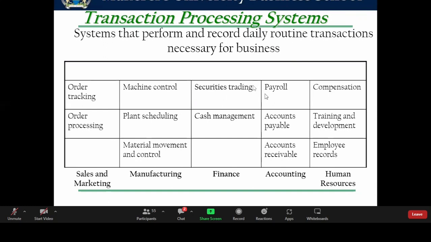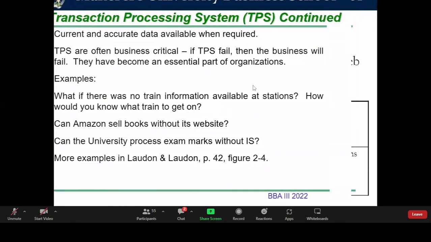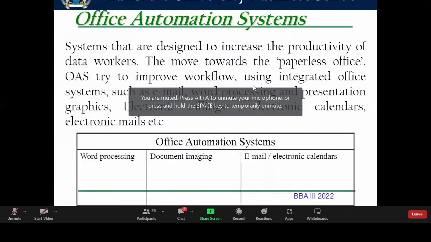Okay. So there are some that I'm going to skip. When you look at transaction processing systems, what is it about? You look at order tracking, order processing, things that we can all read and understand. So you'll allow me to skip those. Current and accurate data, we've already said. I'm skipping that because I need to move on. Aid in the creation and integration of new knowledge, we've already seen that. I'll also skip that.